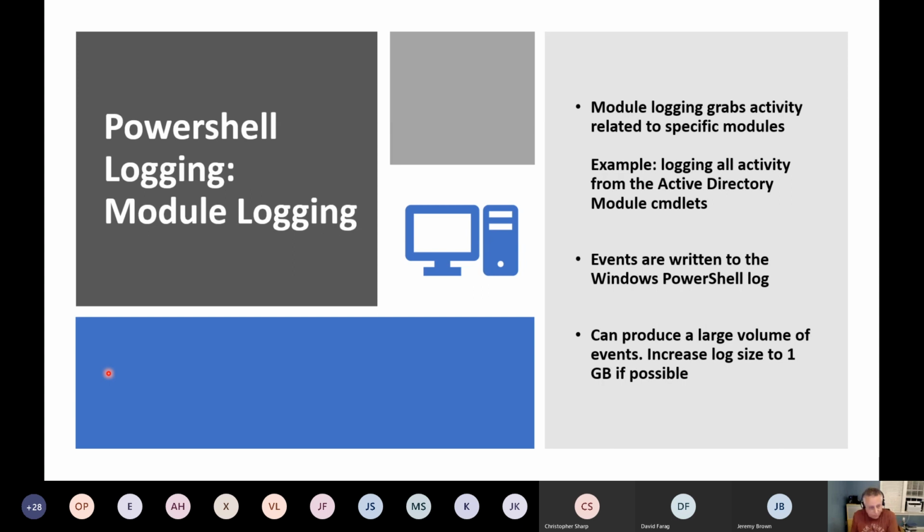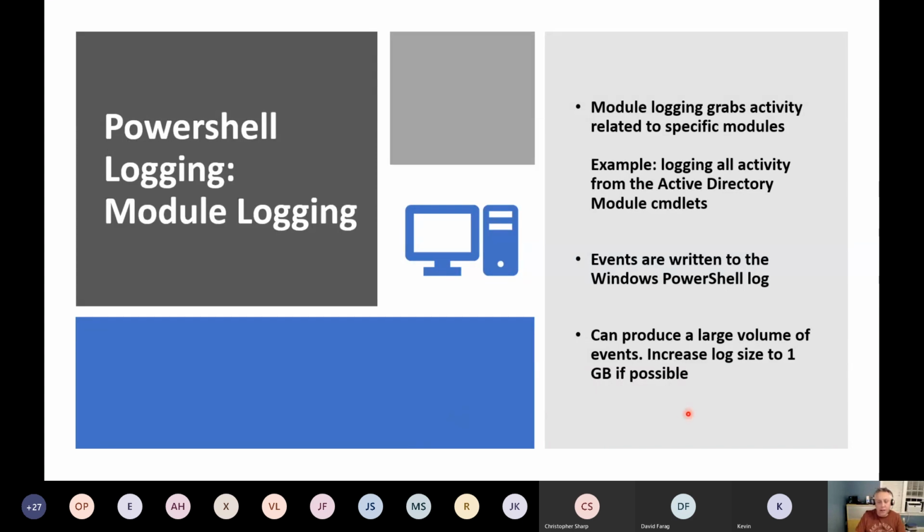The first one is module logging, which I started with because, from everything I've read, it produces the most noise. I have not used module logging myself because I use script block logging in my environment. But let me explain it. Let's say you have a module of commands you want to run, the Active Directory module, for example, or the SQL module. You can say, I want to turn on logging for all commands for that module, and anything invoked from those commands is written to the PowerShell log.